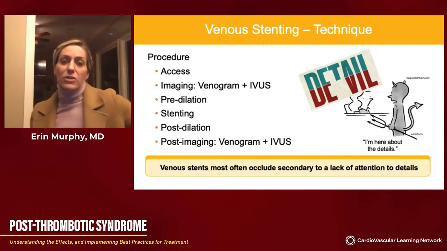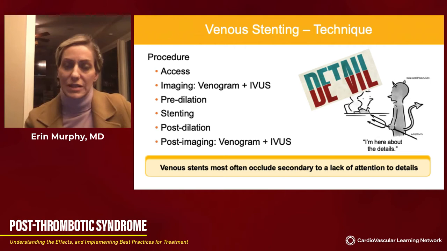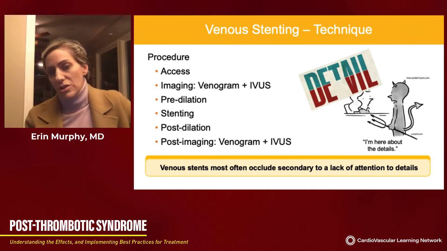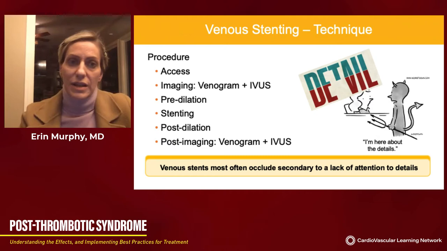So when you're looking at the steps of the surgery, the procedure itself can be broken down into very basic steps: access, imaging, predilation, stenting, post-dilation, post-imaging. It seems fairly simple for most vascular interventionalists, but the devil is in the details with venous cases. Venous stents most often occlude because people aren't paying attention to the details and they underestimate the difficulty of decision-making in venous cases. So what I'm going to do is go through these steps and discuss some of the tips and tricks and small details that can be missed.